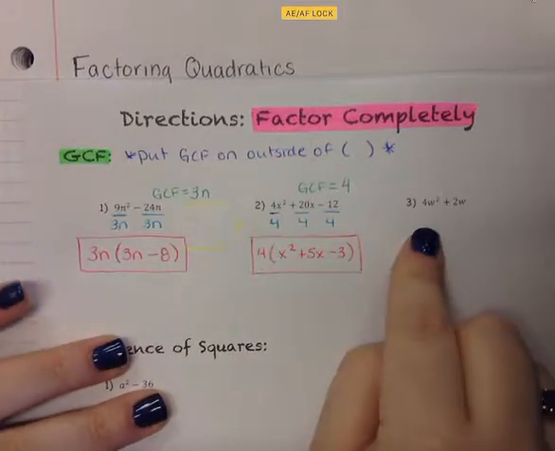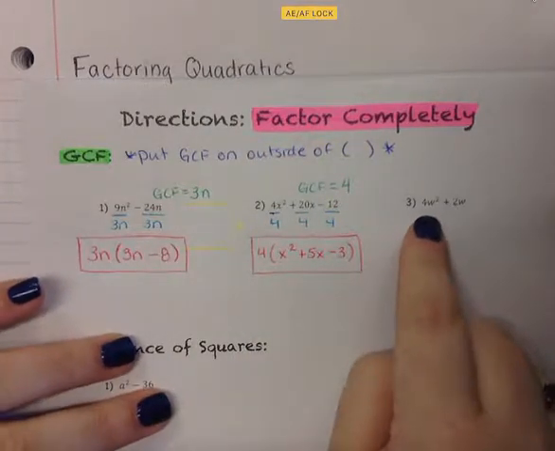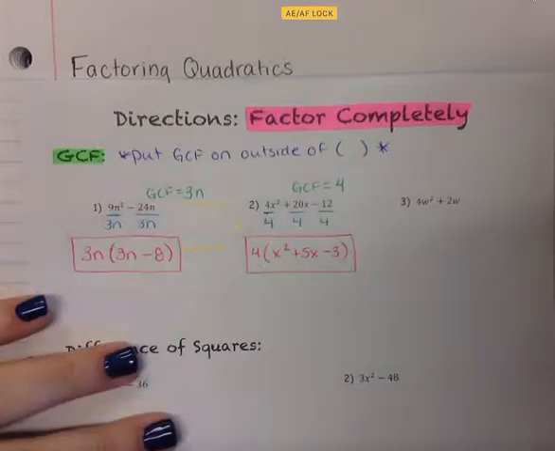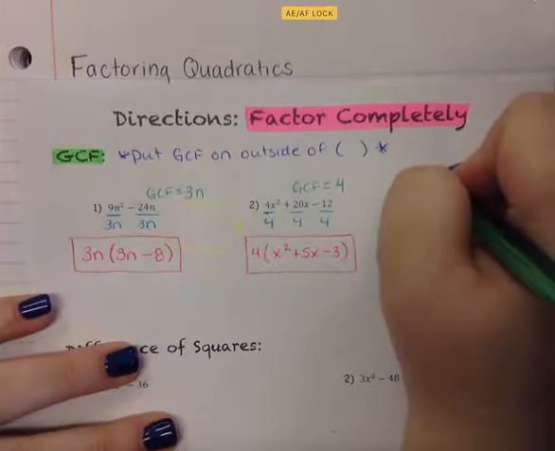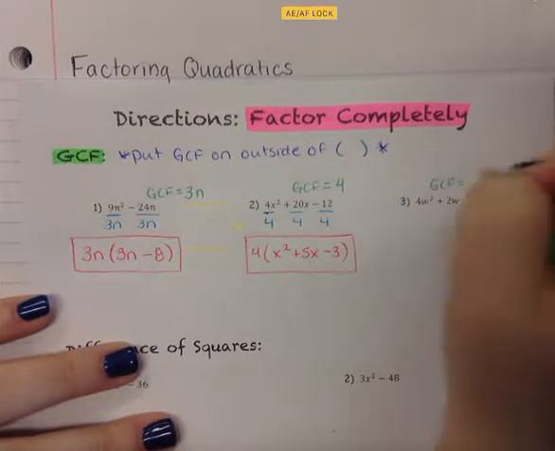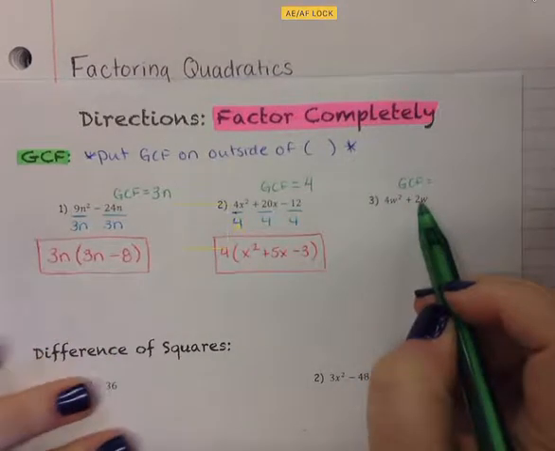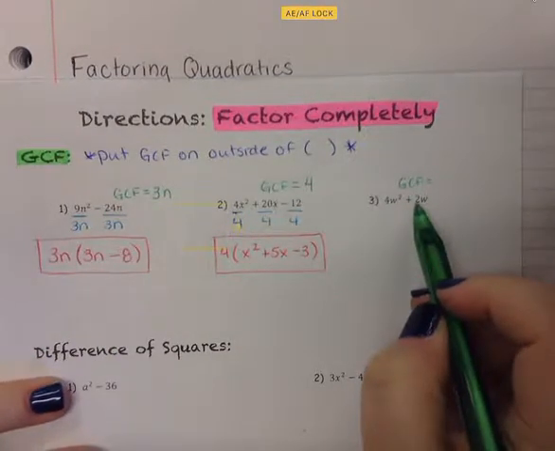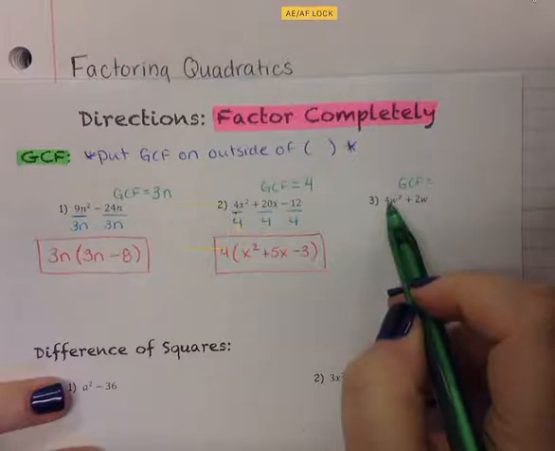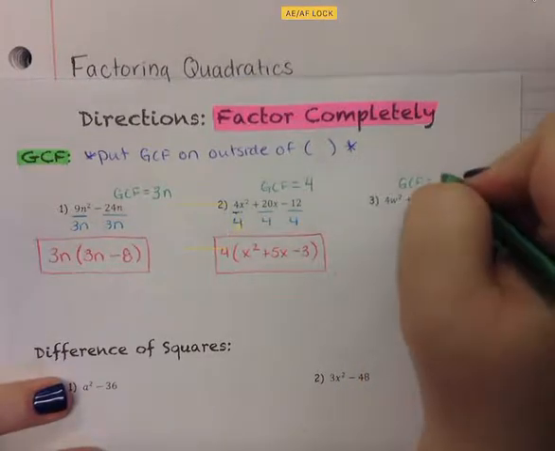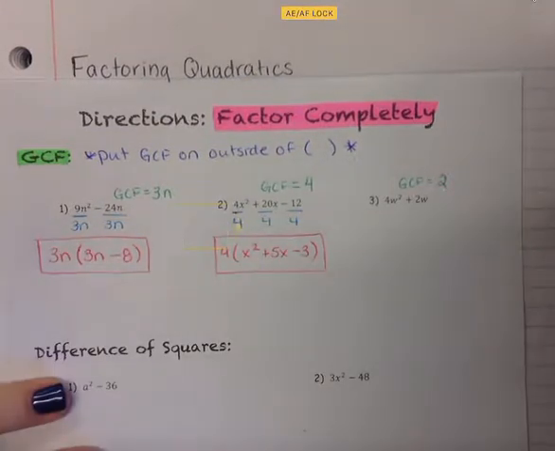The last GCF problem I'm going to do is 4w squared plus 2w. So again, GCF. We look at our numbers first. We have a 4 and a 2. So 2 is my smaller one. Can 4 be divided by 2? Yes. Can 2 be divided by 2? Yes. So my GCF right now has a 2.